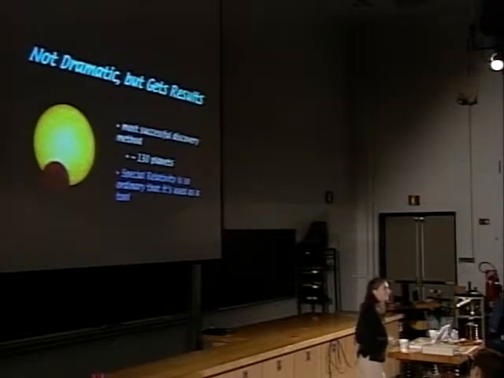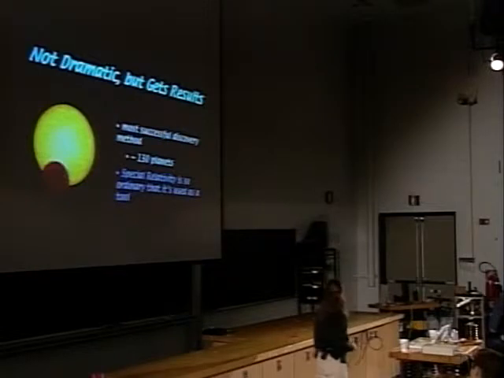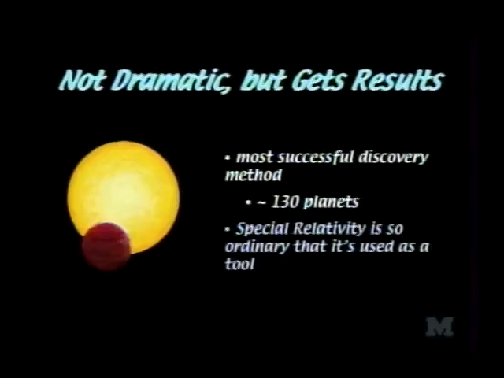So this was a fantastic result of recent years. And it's been the most successful discovery method, by the way, for extrasolar planets. About 130 planets have been discovered through this method. What is interesting about this, from our point of view this morning, is that special relativity is the smallest part of this. It is so banal, so ordinary in the lives of astronomers, that it's simply used as a tool. We see a shift in light wavelength, and we know there's a relative speed between us and the source. And we can use that to find all sorts of things.